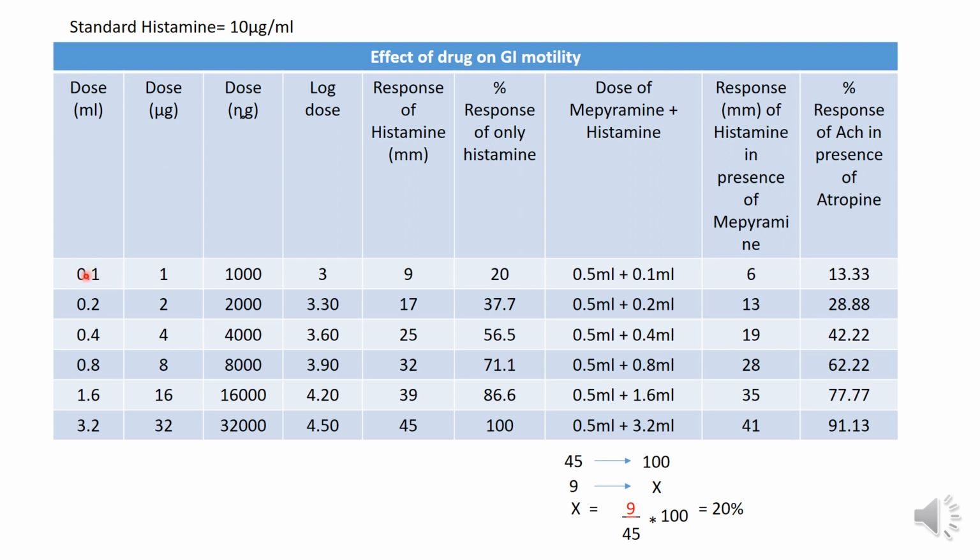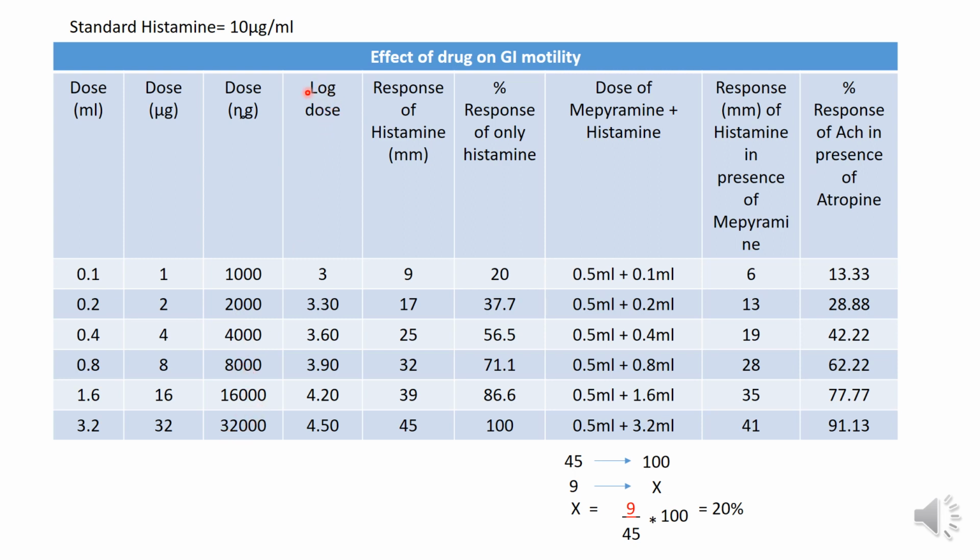So 0.1 how much? It will come here as 1, 2, 4, 8, 16 and 32. This is in microgram. We will convert it into nanogram, so we will simply multiply it by 1000. So it will be 1000, 2000, 4000, 8000, 16,000 and 32,000.